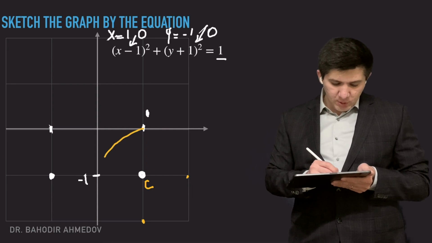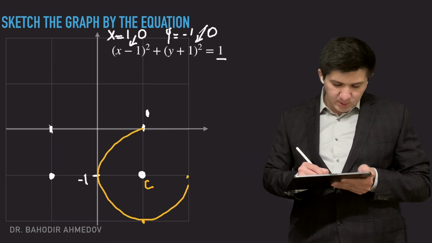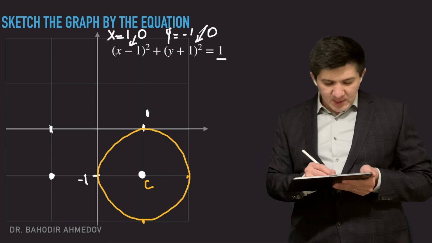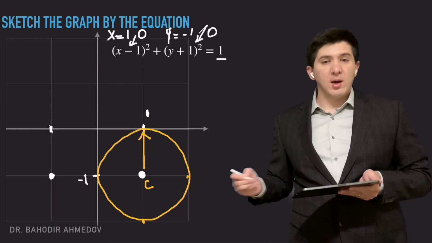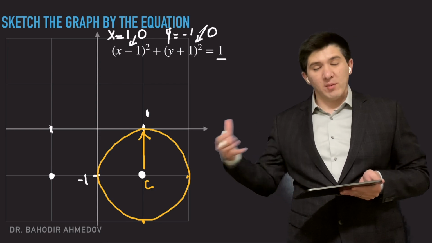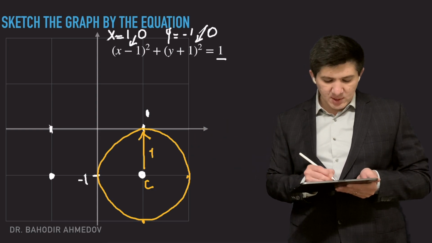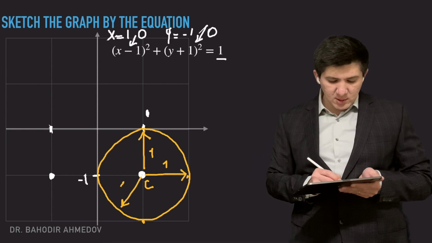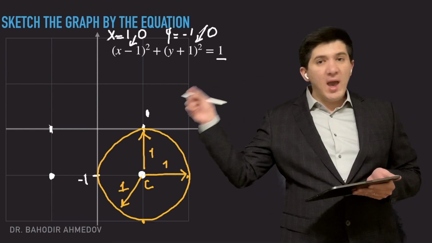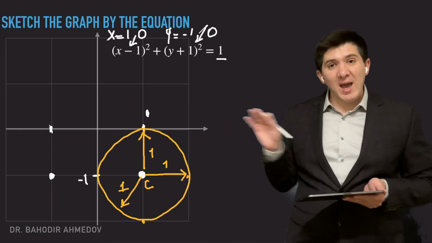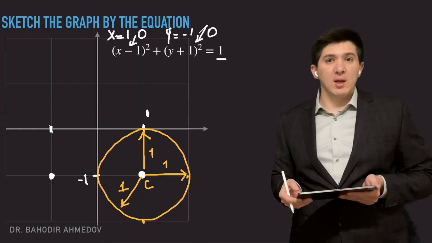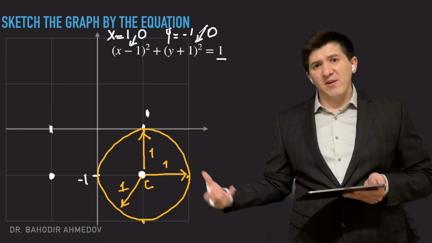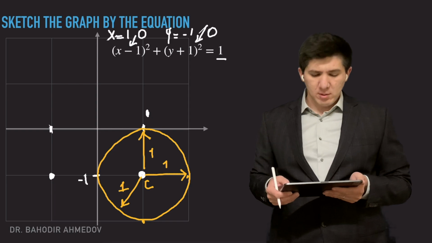Now, in order to draw the circle, I need to find all the points which are at the same distance from the center of the circle. So for example, this distance is equal to 1, this distance is equal to 1, this distance is also equal to 1, right? So the distance between any point and the center is equal to 1, to the radius. That's an important point to define the equation of a circle.